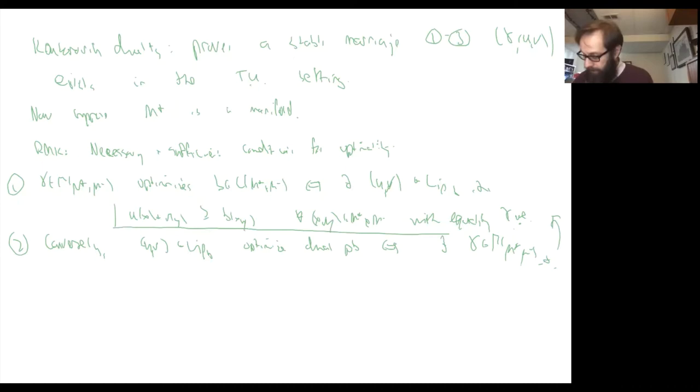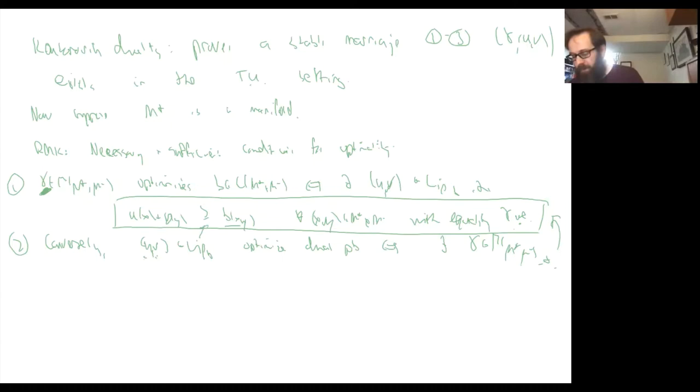A set of marriages between the men and women is optimal if and only if you can find payoffs via U of X plus V of Y which are stable and which satisfy the budget constraint. And similarly, a set of payoffs is optimal in the dual problem if and only if you can find a set of marriages such that not only do the payoffs satisfy the stability constraint, they also satisfy the budget constraint. So these two conditions are the Euler-Lagrange conditions, the necessary and sufficient conditions for minimality in these two linear minimizations on convex sets.